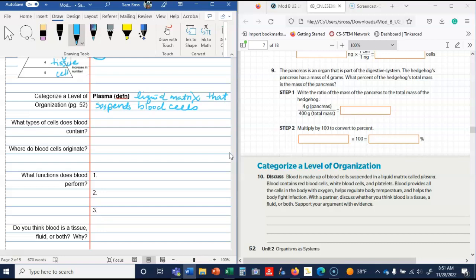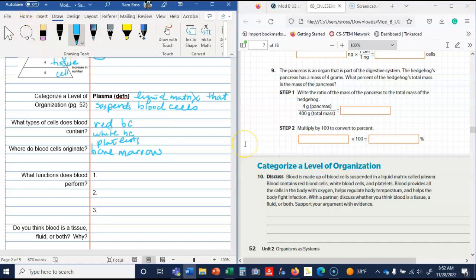What types of cells does blood contain? It contains red blood cells and white blood cells and platelets. That's all here in this little thing. And then where do blood cells originate? Does it tell us? I don't think that it tells us. It's going to be in the bone marrow. That's not even in your book. So that's a bonus.